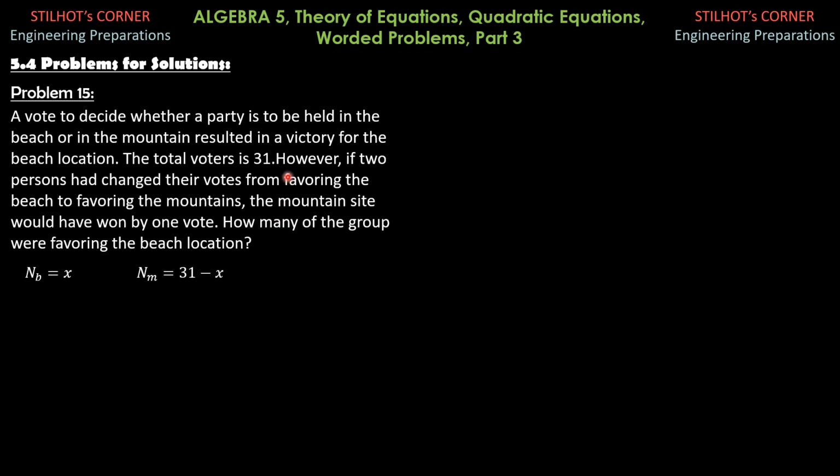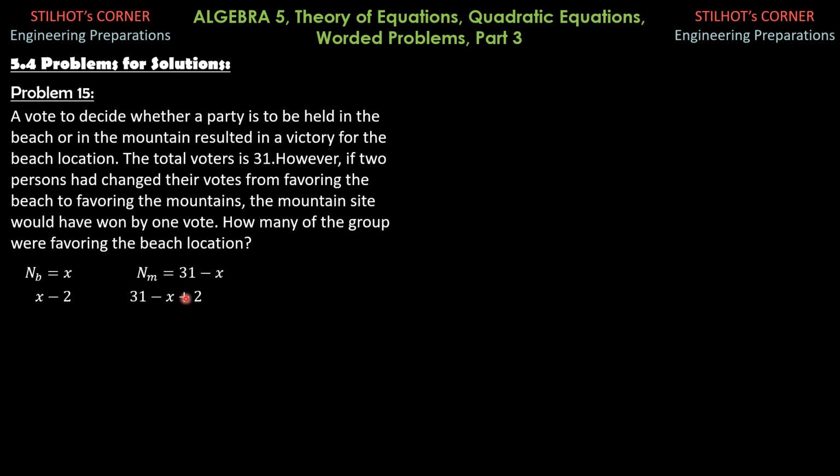Then let's have this statement here. However, if two persons had changed their votes from favoring the beach to favoring the mountains, the mountain side would have won by one vote. So for this situation, the number of those who favor the beach location would be x minus 2. And the number of voters for the mountain side would increase by adding 2. So 31 minus x plus 2.